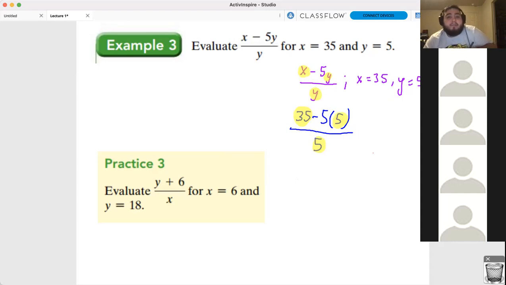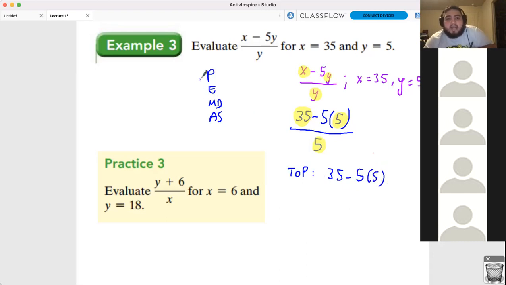So now we're going to do PEMDAS. Now it's a fraction bar. So how do we do PEMDAS with the fraction bar? How do we simplify this? You have to do the top and the bottom. Let's go ahead and do the top first. So then we have 35 minus 5 times 5.